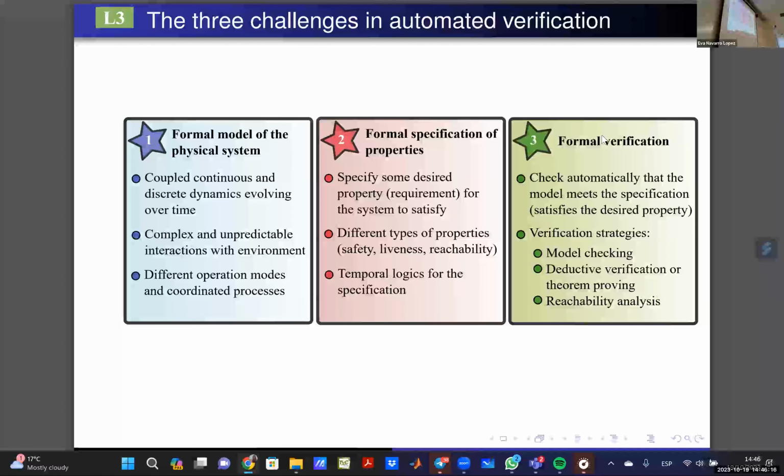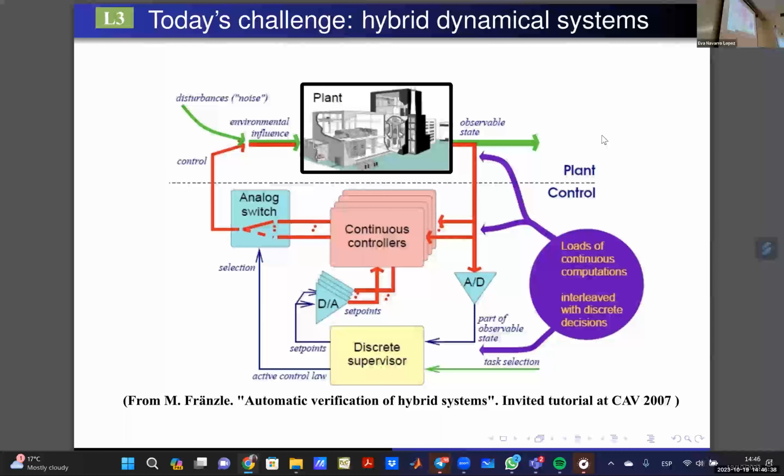The last part of this process is to check automatically that this model meets the requirements that you have defined. You automate it and you do it with different verification strategies: model checking, deductive verification or theorem proving, or reachability analysis. What is today's challenge? Verifying this in highly dynamical systems, like the bouncing ball, but a little more complicated than that. So we have physical systems with different operation modes.